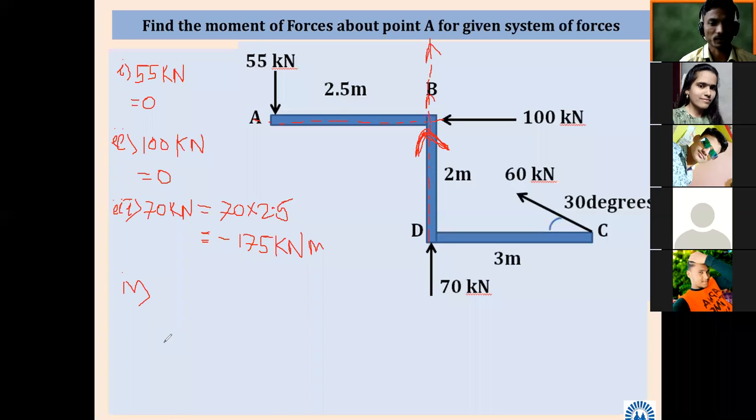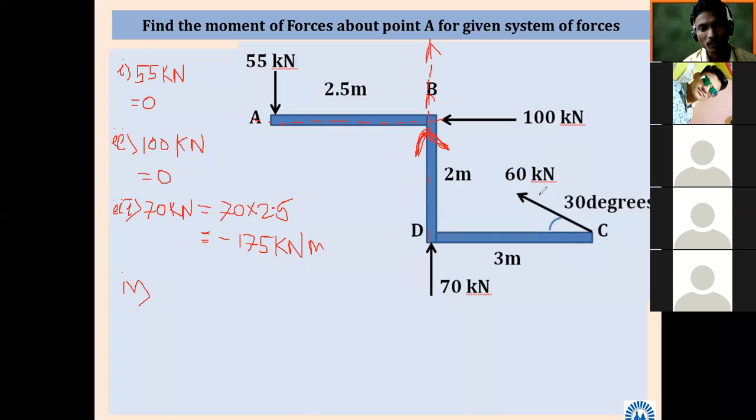So next force, 60 kilonewton. आता 60 kilonewtonचं परपेंडिक्युलर डिस्टन्स आपण A पासून काढू शकू का? Is it possible to calculate the perpendicular distance between point C and A? But it is inclined one, no? Sir, it is inclined. It is not vertical or horizontal. Sir, vertical नंतर component घ्यायचे. Component first we have to take, Fx and Fy.